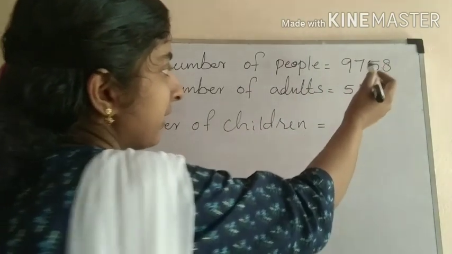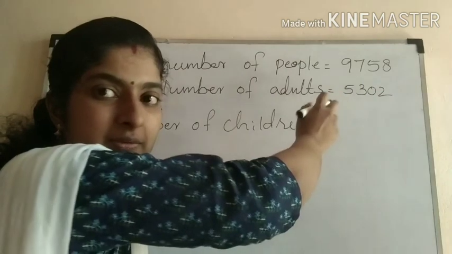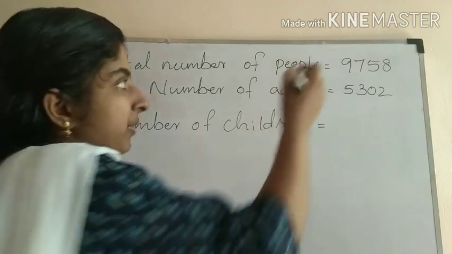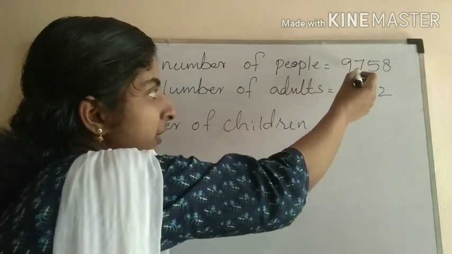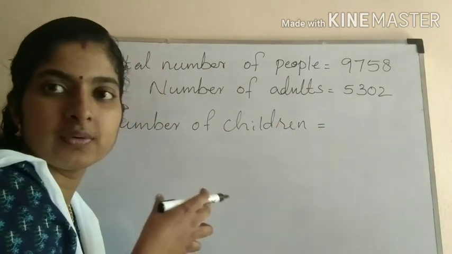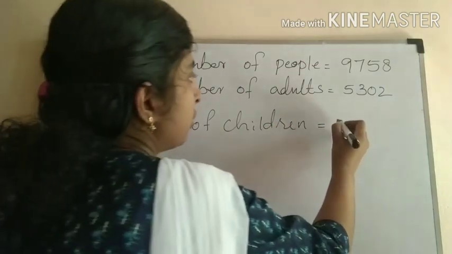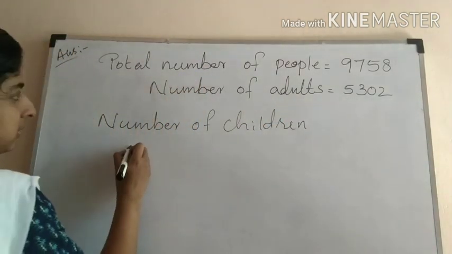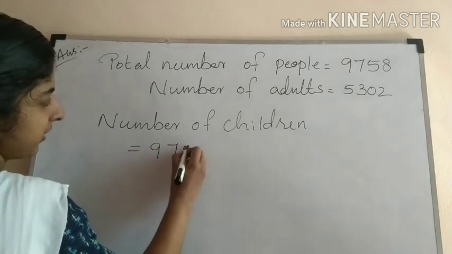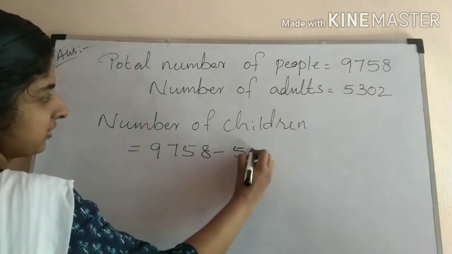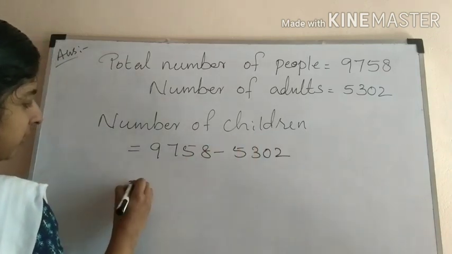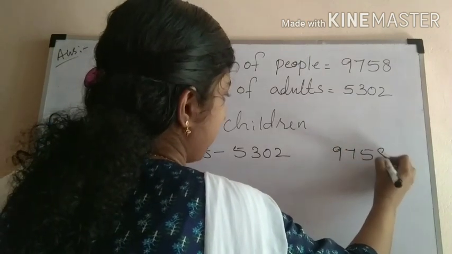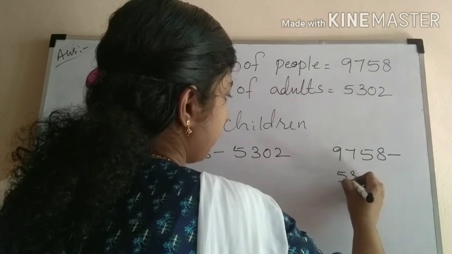See, total is given. One set of people is given. We have to find the other set. How to find? Subtract this one set of people from the total, isn't it? See, total 9,758 minus 5,302 is equal to, how to find? 9,758 minus 5,302.